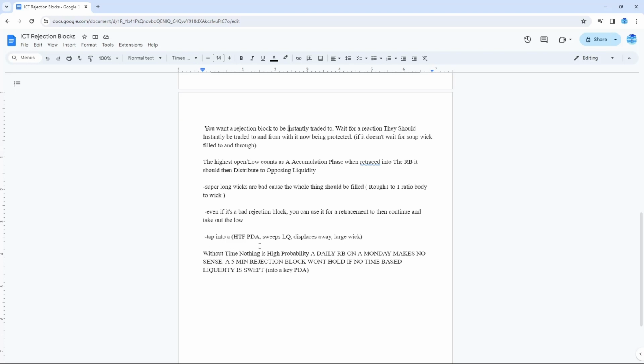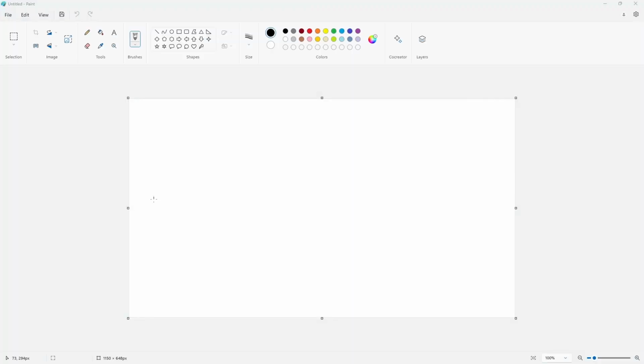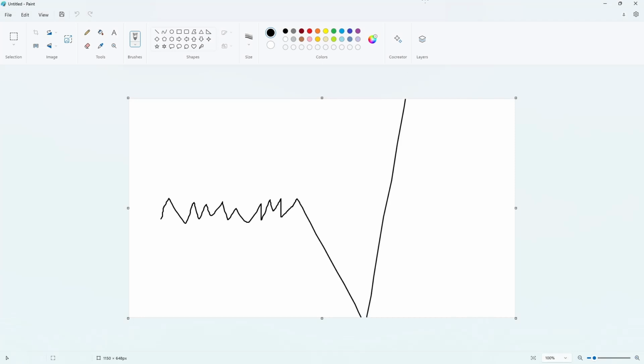And as always, we tap into a high time frame PD array, sweep liquidity, displace away, and have a large wick. And just to make sure you understand, when I say displace away, we have an accumulation level, we displace away from it, and then displace through it, and then come back and close and/or continue higher.